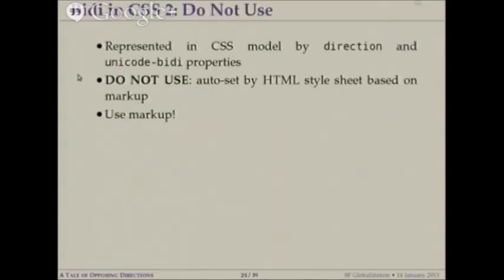CSS2 also has direction and Unicode Bidi properties. You should not ever use these. These properties are automatically set by the user agent, by the browser, based on the markup. And you should use the markup because the markup will always work, even if you turn off style sheets or whatever. It's much more reliable, and it's not about styling. It's really about just getting this actually correct. So use the markup, the dir attribute. Don't use direction and Unicode Bidi, even if it seems convenient.